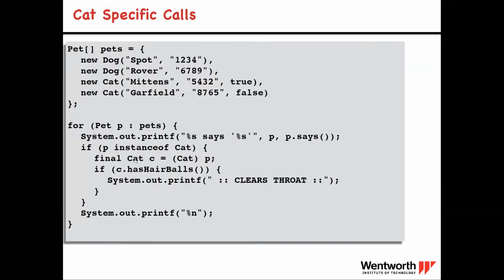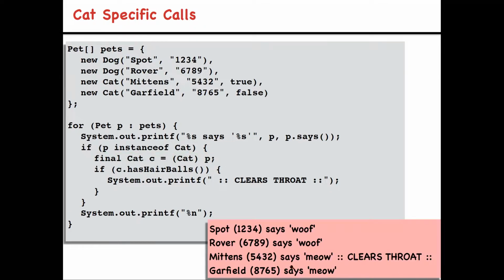All right, so that's the change we made right here. If p instanceof Cat, turn it into a cat, and then do all the hairball stuff. And so we get something that looks like this. Of course, the formatting is a little bit different because I have new lines in different places, but that's the idea.